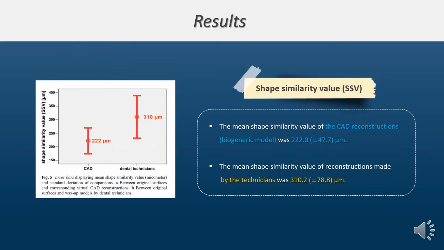As a result, in 22 of 25 cases, the CAD reconstructions were closer to the original situation than the technician's reconstruction. Moreover, as we can see in this graph, the mean SSV of 310 micrometer for the technician's reconstructions was significantly higher than that of 222 micrometer for CAD reconstructions.